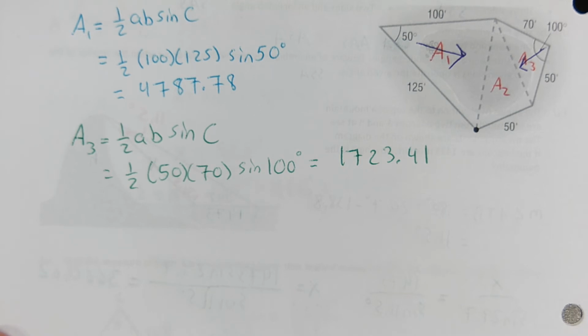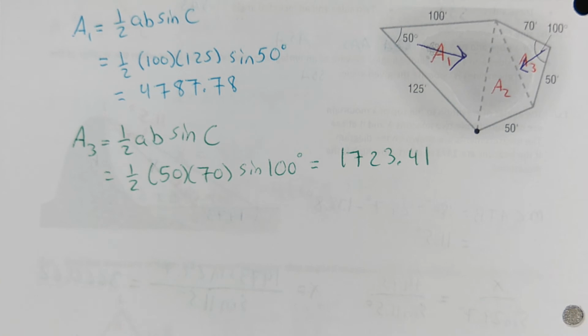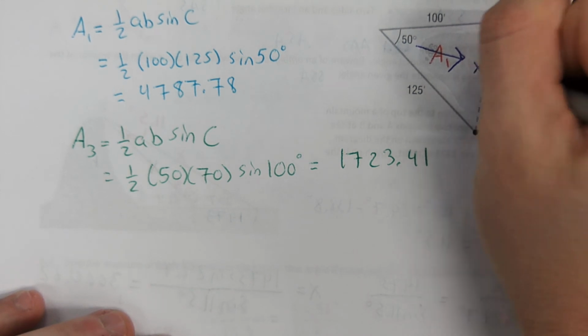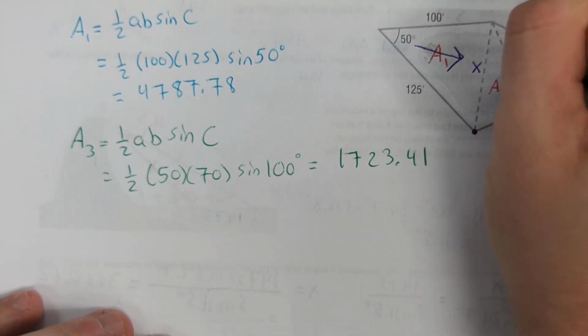So, cosine rule. Oh, I guess I have to name these side lengths, don't I? I want to call them X and Y. How's that feel? X and Y? Yeah, Steve and Bob. Okay, I'm calling them X and Y.